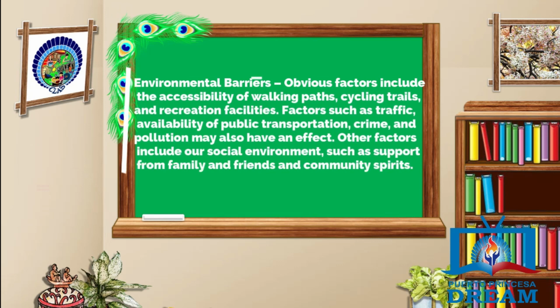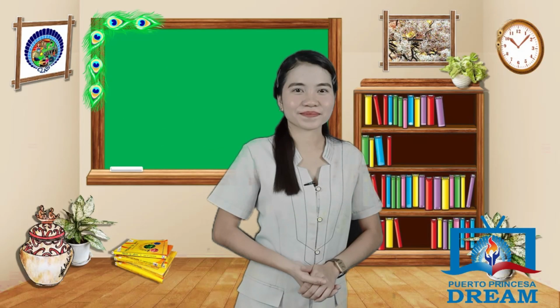Environmental barriers. Obvious factors include the accessibility of walking paths, cycling trails, and recreational facilities. Factors such as traffic, availability of public transportation, crime, and pollution may also have an effect. Other factors include our social environments, such as support from family and friends and community spirits.